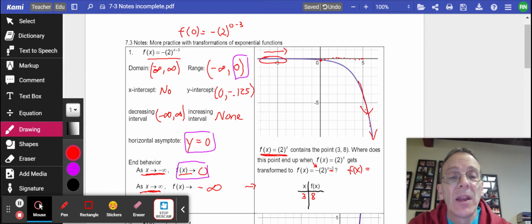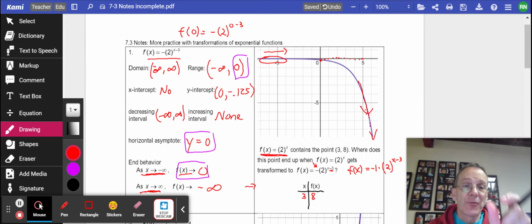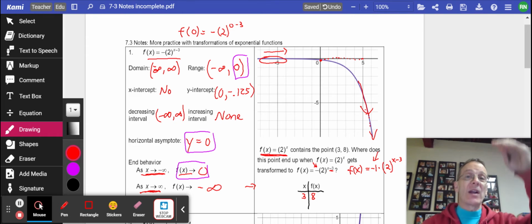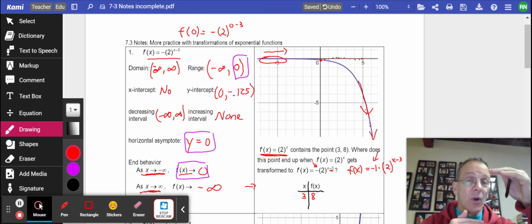f(x) is equal to -1 times 2 to the x minus 3. Okay, that's a multiplication, and it's a multiplication out in front of the parent function, which means it's a stretch or a shrink depending on the value of that multiplier. If that multiplying value is larger than 1, it's going to stretch things out. And if it's less than 1, some value between 0 and 1, it's going to shrink them down.